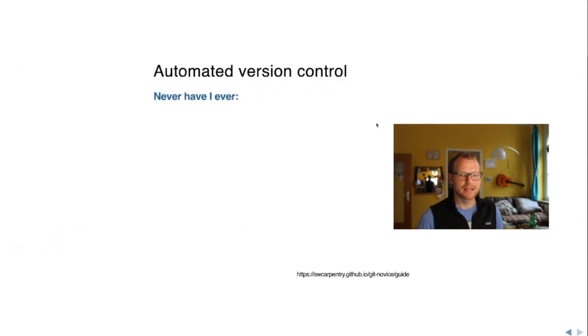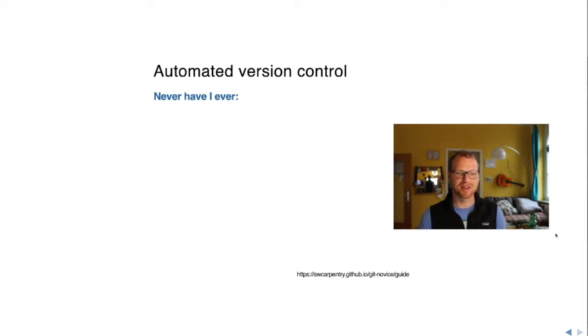So Git is one of the many ways to do automated version control. It's our favorite one. It's the one I mostly use. And I've linked you here to a novice guide, the Software Carpentry GitHub novice guide. That's a good starting place to learn about some of the entry-level ideas for Git, but I'm going to walk you through some of the very basics here.